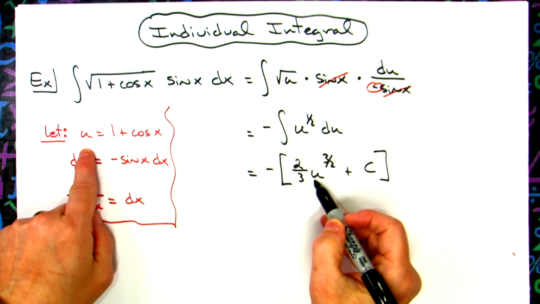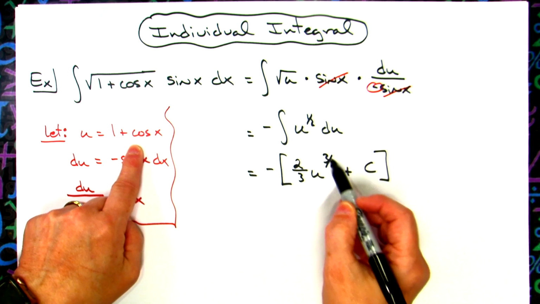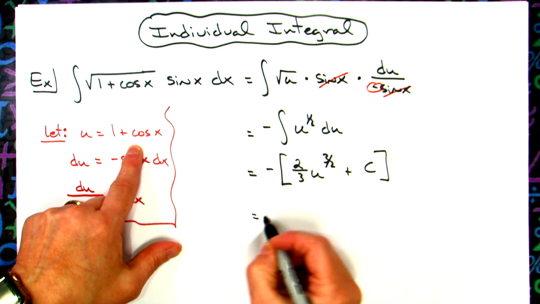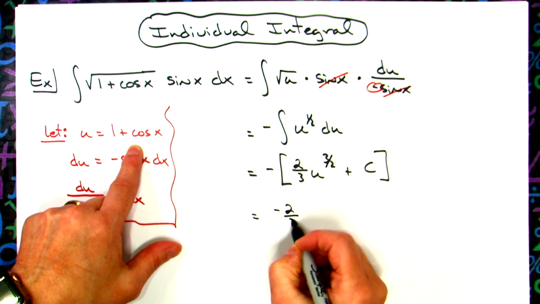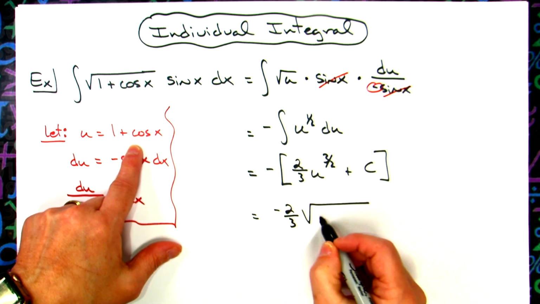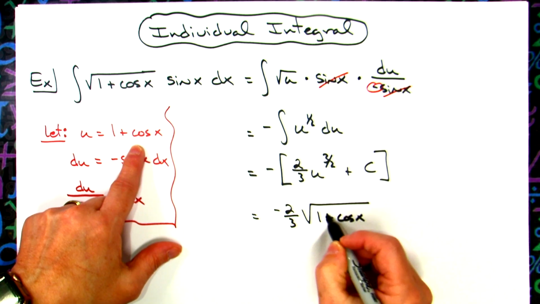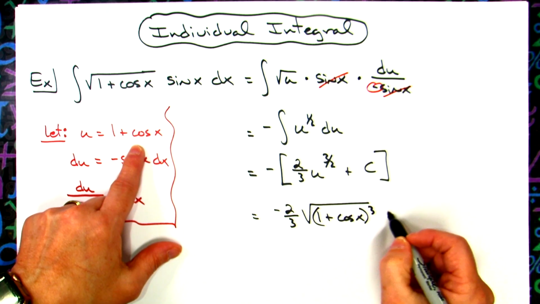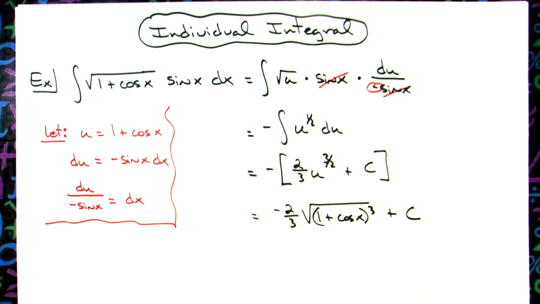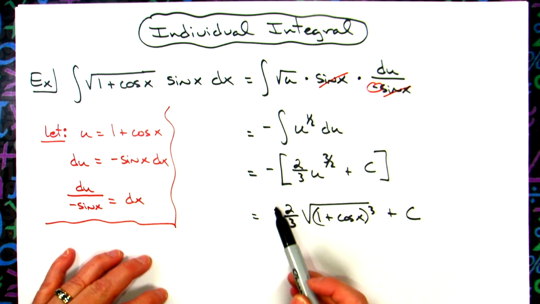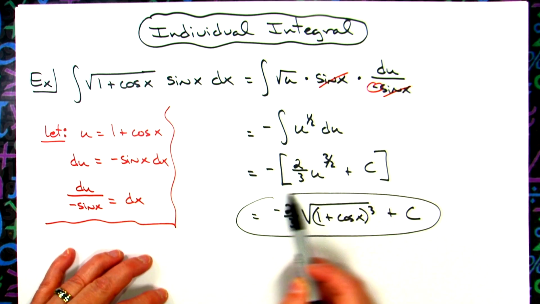I'm going to replace my u with what it equals. I'm going to turn this back into a square root to the 3rd power. So we'll have a negative 2/3. We'll have a square root, replace u, 1 plus cosine x, and that'll be to the 3rd power, plus c. So a pretty straightforward u substitution here, typically found in a Calc 1 class.